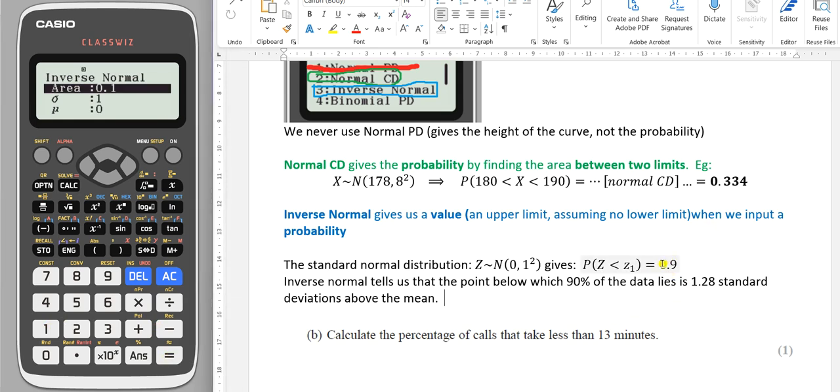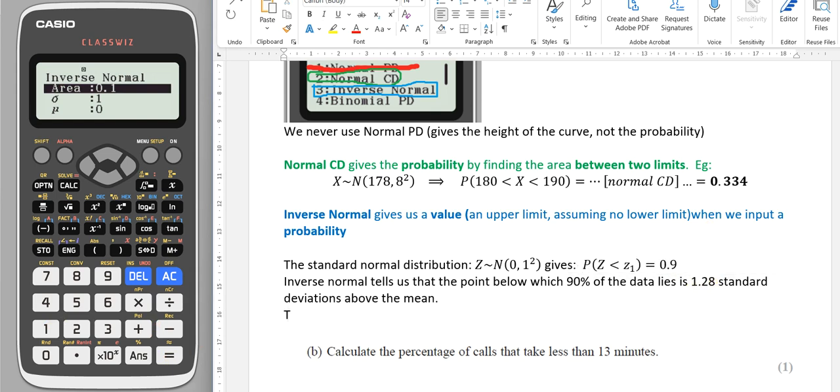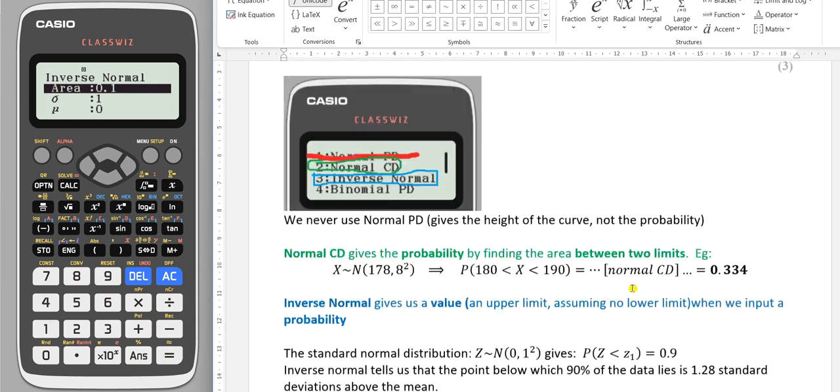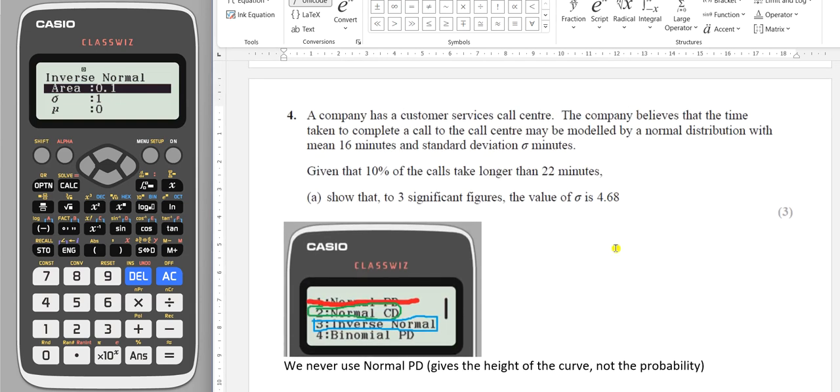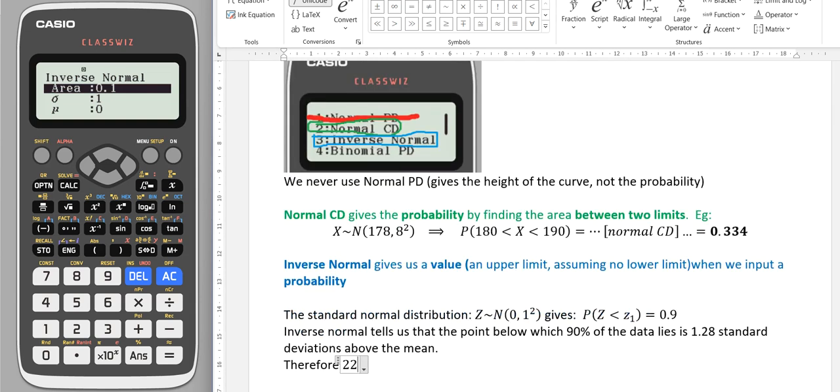We've got 90% corresponding to 1.28 standard deviations. Therefore, we can say that that 22 minutes that they referred to, 22 is equivalent to the mean plus 1.28 standard deviations.